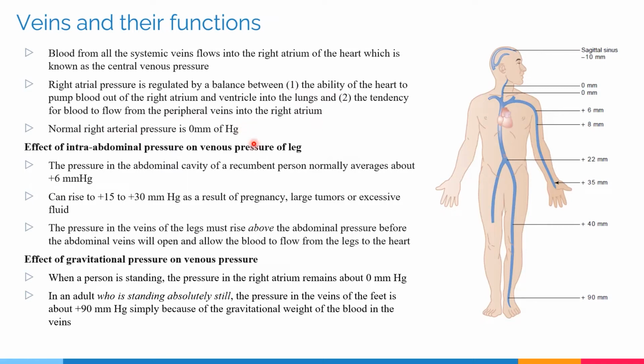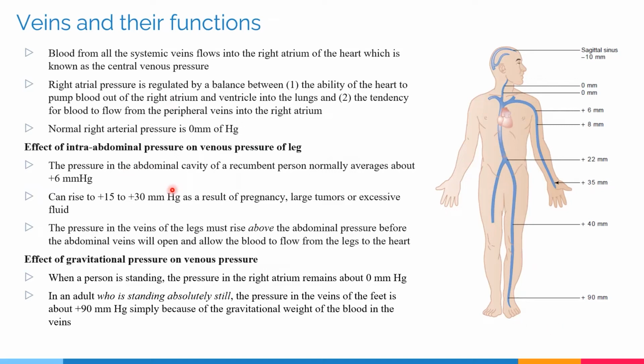Normally, the right atrial pressure is around 0 millimeters of mercury. So at the level of the heart, we have around 0 millimeters of mercury right here. So what are the effects of intra-abdominal pressure on venous pressure of the leg? Blood must flow from the veins in the legs right into the right atrium of the heart, and the intra-abdominal pressure, that is the pressure exerted by the abdominal cavity in the middle, can affect the blood flow from the legs back into the heart.